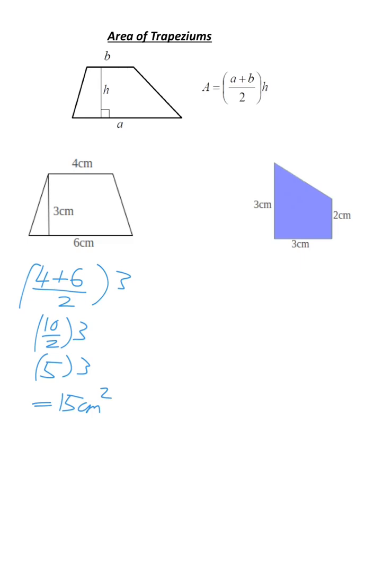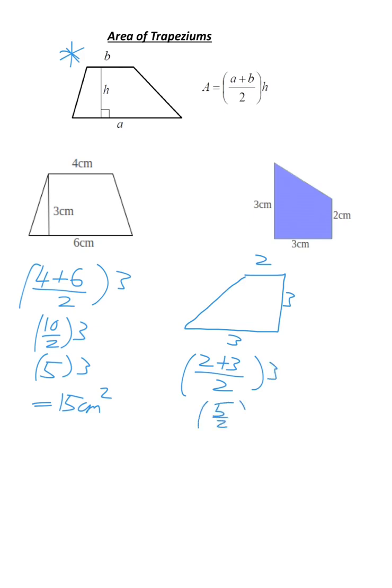For the one on the right then, what I'm going to do, I'm just going to turn that to the side. Okay, so now it looks like the way it is in the formula book. So I'll have 2 is the top length, 3 is the bottom length, and 3 is the height. So then I'll have 2 plus 3 divided by 2 times 3. So that'll be 5 over 2 times 3. And I'm just going to put that straight into the calculator. And that'll be 7.5 centimeters squared.